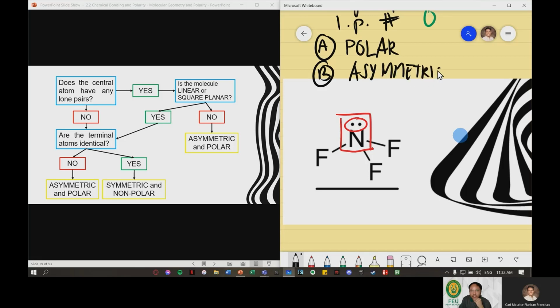Okay, just look at your questions here. Does a central atom have any lone pairs? Yes, it has a lone pair. Is the molecule linear or square planar? The shape of NF3 is not linear nor square planar, so no. Your answer is indeed asymmetric polar. Okay, very easy. A shortcut is that, just check if the central atom has a lone pair. The moment you see that there is a lone pair, even if the terminal atoms are the same or the other way around, polar asymmetry.